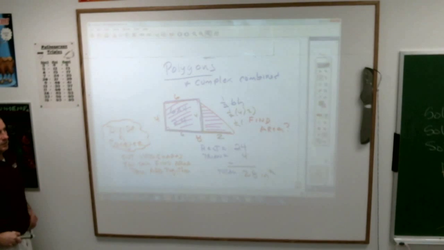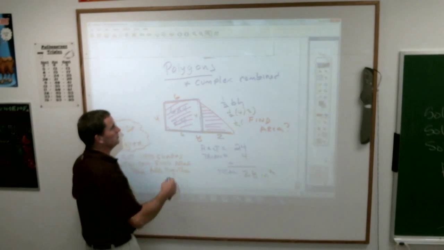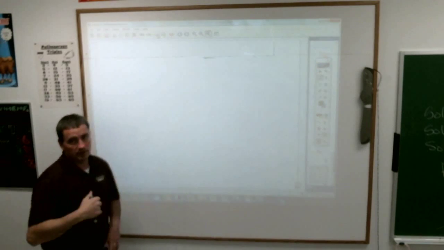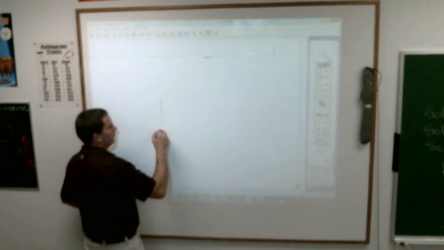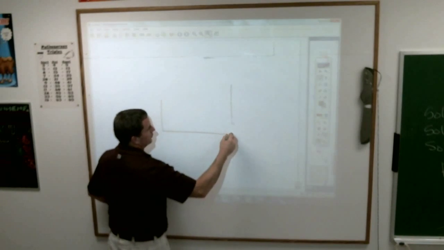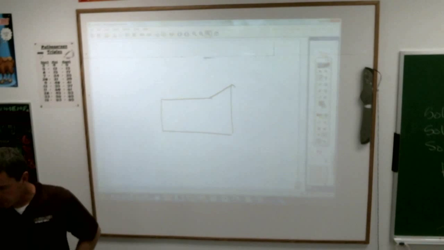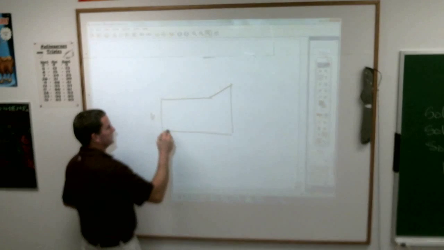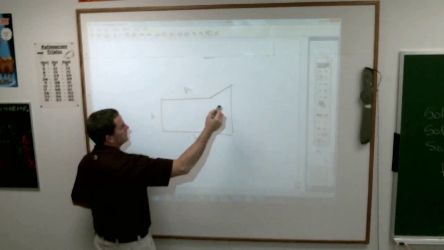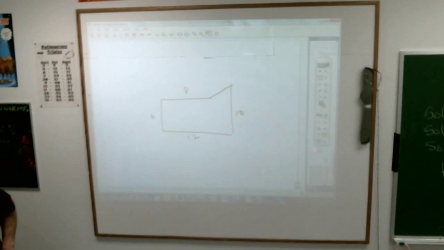So it's going to take a little bit of work on your part, a little bit of writing down. Be real careful that the dimensions you're using are the right ones. Let's try another. Let's go with this one, right out of the book. And the dimensions of that are 6, 12, 8, and 10.